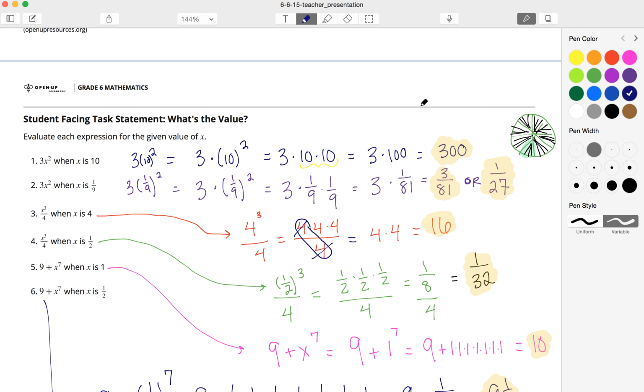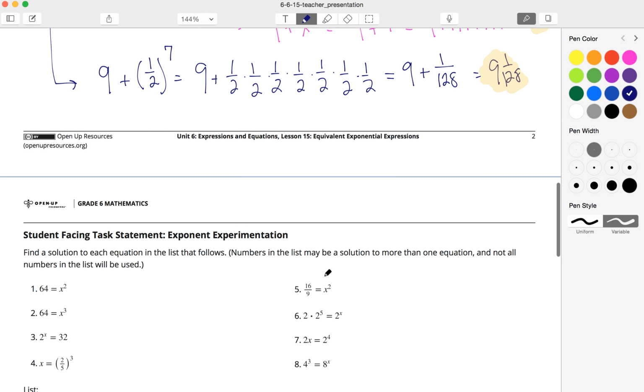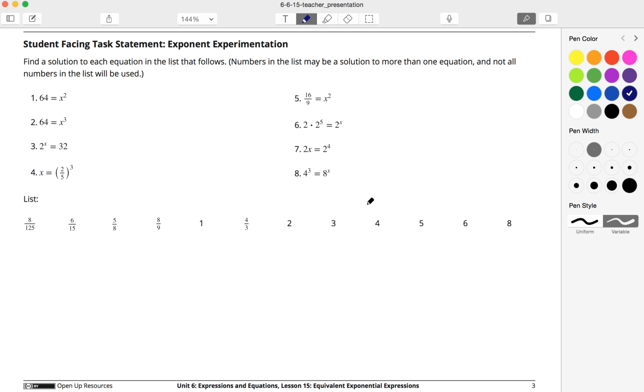All right, guys, we're going to move into our third activity of the lesson today. This says find a solution. Remember, a solution is just an answer to each of the equations in the list below. So numbers in the list may be a solution to more than one equation. Not all numbers in the list will be used. Down here, they have a list of all the possible answers. Now your goal is to go through each one of these and try to determine what you think x has to be to make this true.